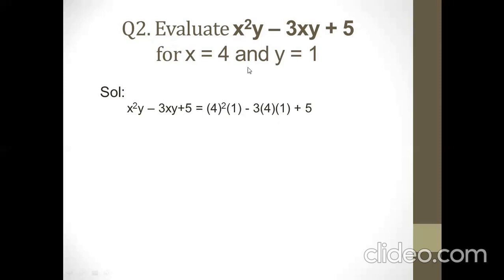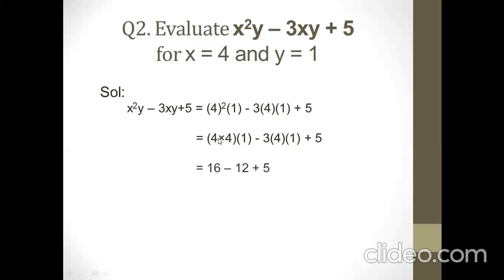Instead of y, we will use again a round bracket, and the value of y is 1. Again the negative sign, then 3 times, instead of x we will use 4. Instead of y, we will write 1. Then again plus 5, plus sign, and then 5 as it is. 4 squared means we have to multiply 4 two times. Copy down this minus sign, and copy down the remaining expression as it is, okay?